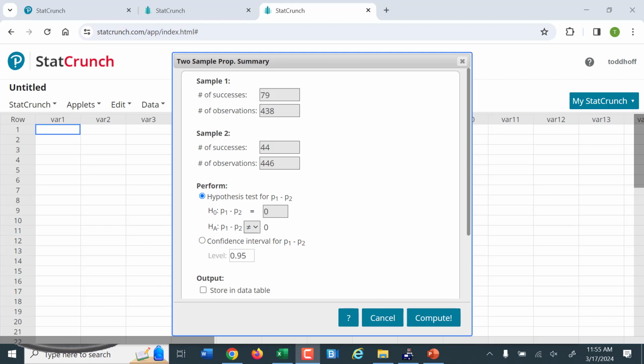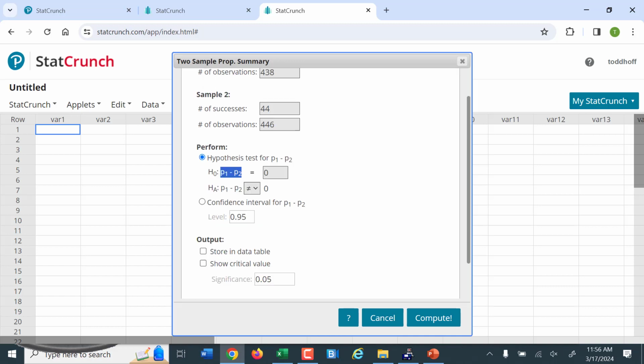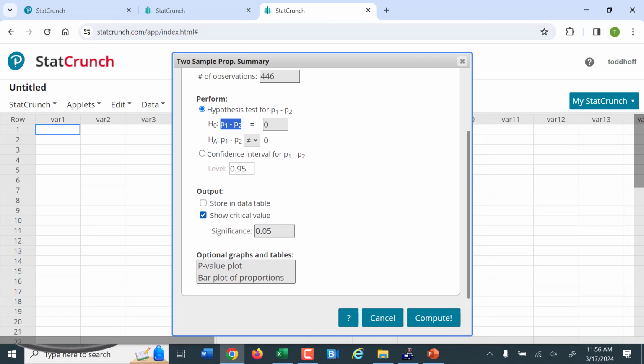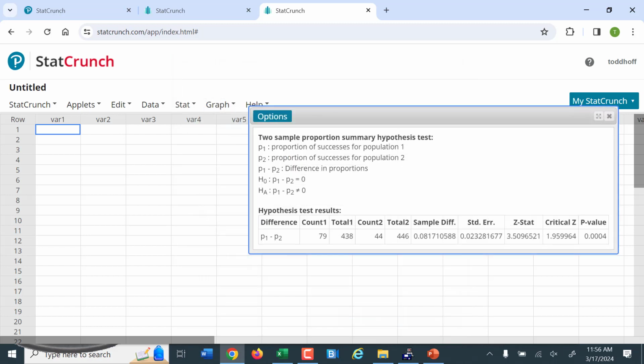So then next we have to select that we are doing a hypothesis test, and it's of the form P1 minus P2. That difference is 0. So saying that difference is 0, that's just saying that P1 equals P2. And then the alternative, we're going to go with not equal to for alternative. And we do want to show the critical value, so I'm going to make sure I click that. And alpha is 0.05. So if we hit compute, we get a little bit different looking display, but all the same information.